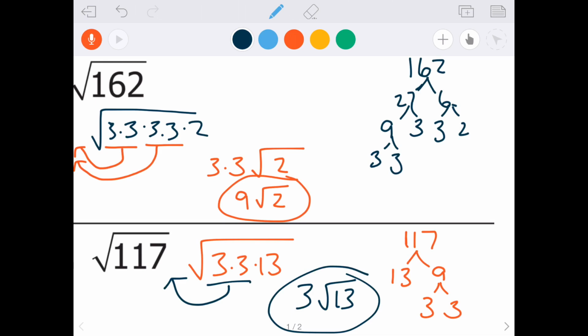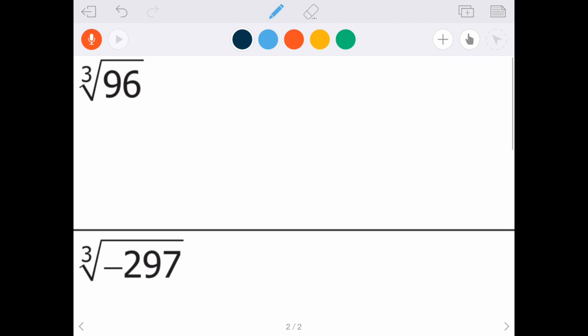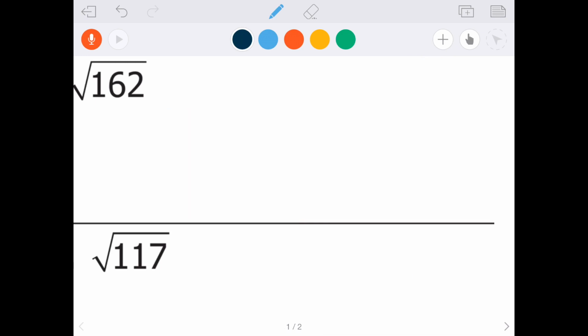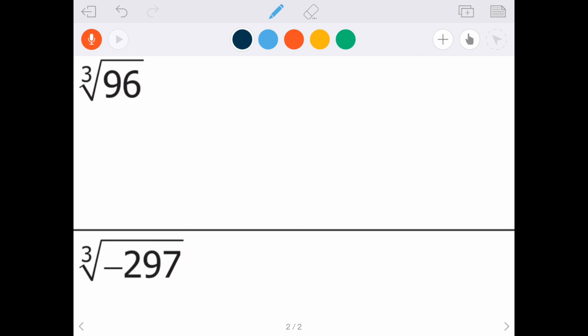So every single time you have a non-perfect square root and a non-perfect cube root, which we're going to talk about in a second, you figure out its factors and then look for pairs of 2 for square roots. Moving on to cubed roots. It's going to be the same exact steps. We have 96, so 12 times 8 is 96. So we're just breaking it down into its factors.